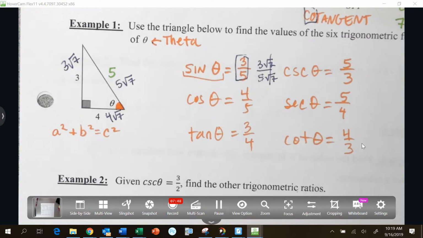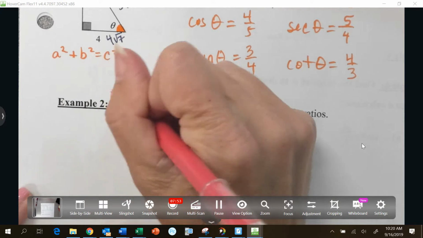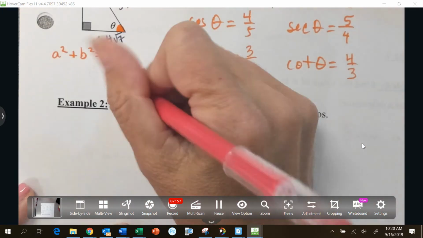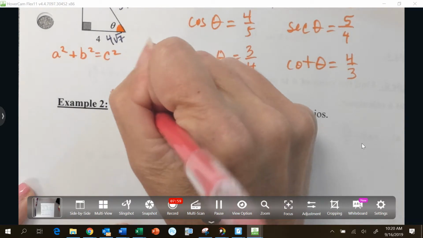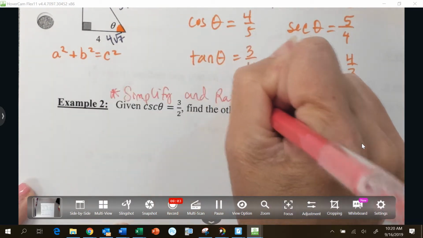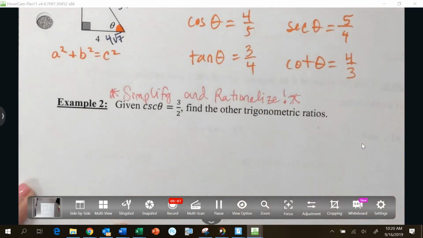So let's write a note here, because we're actually about to do it, I believe. We'll write simplify and rationalize.